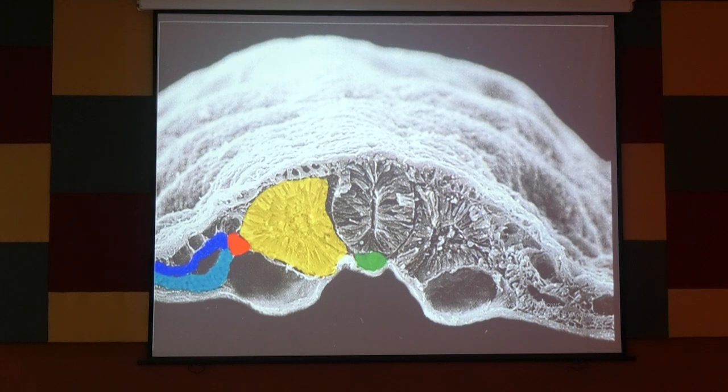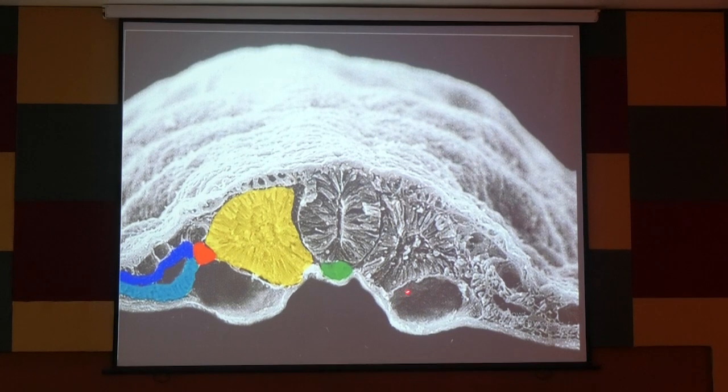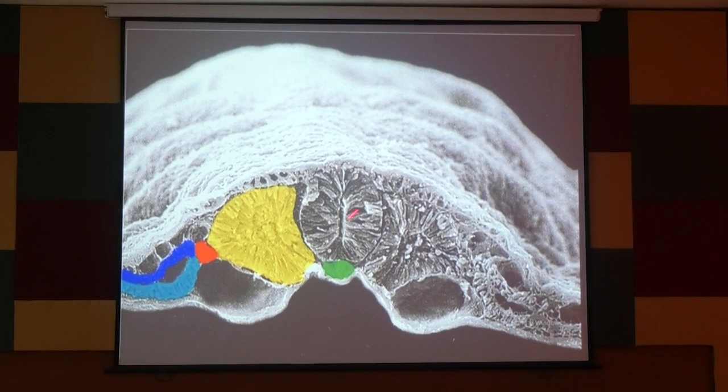What color is this one? Yellow. What color is this one? Yellow. Alright. So what does yellow signify here? What kind of mesodermal tissue? Paraxial mesoderm. How do you know this is paraxial? Notochord. What is this green tissue? This is green, right? Yes.